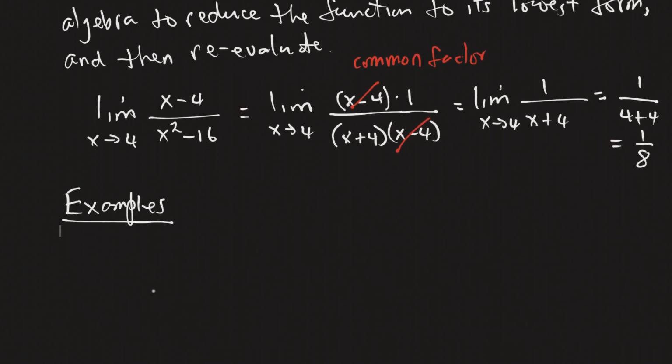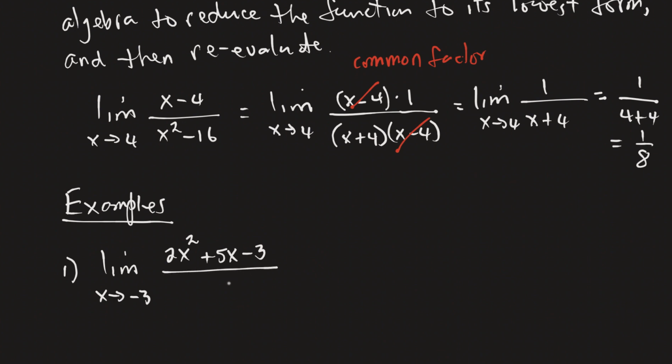And let's start with another rational one. So let's take the limit as x approaches -3 of 2x squared plus 5x minus 3 over 4x squared plus 17x plus 15.